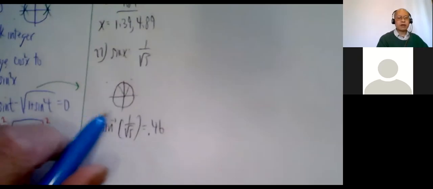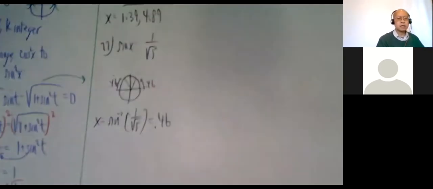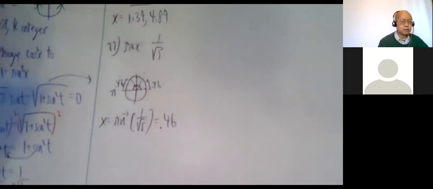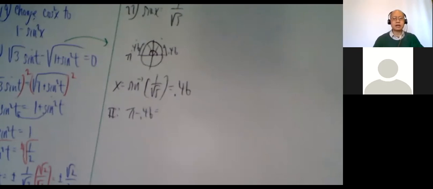All right, that's only one angle. How do I get the second quadrant angle? So this is 0.46. By symmetry, this is 0.46. So how do I get this angle? Well, if I go all the way here, I know that's pi radians, right? So I take pi and back up 0.46. So the quadrant 2 angle is pi minus 0.46, or the answer that I just got.